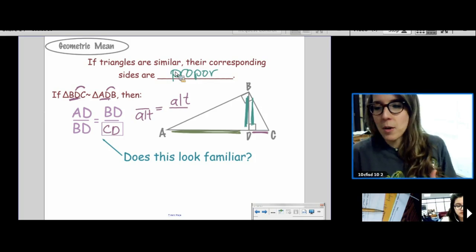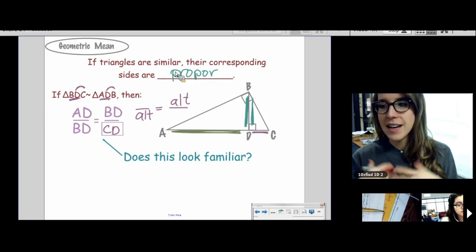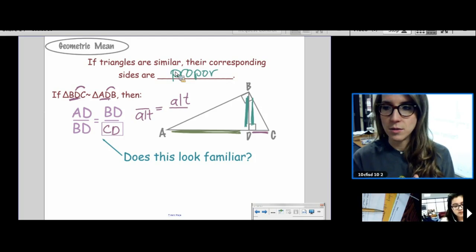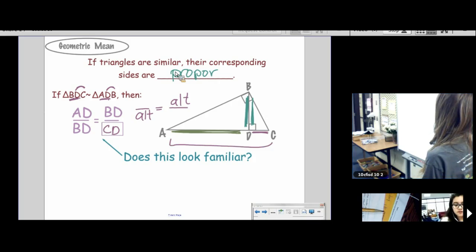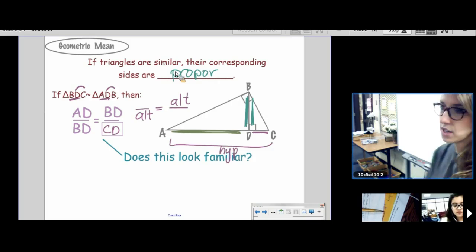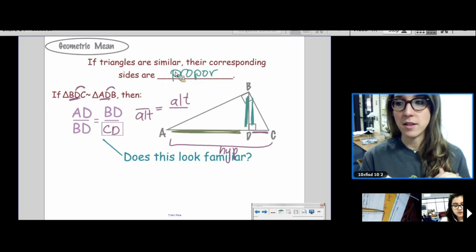Now is the hard part. We need to call AD something, and we need to call DC something. But we need it to work for any triangle we're ever going to use. Now keep in mind, AC is the hypotenuse of the large triangle. So AD is just a part of the hypotenuse, and DC is just a part of the hypotenuse.